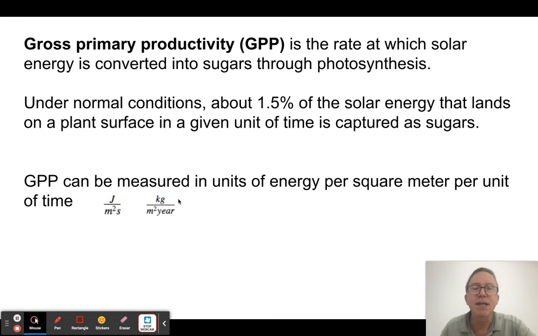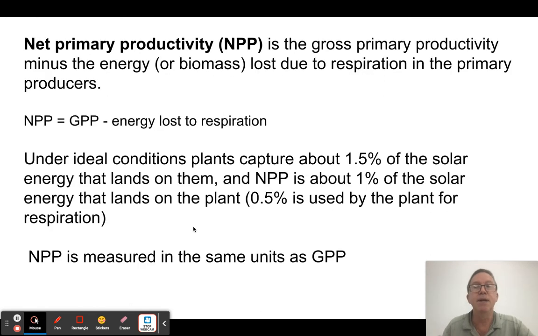That's why kilograms per square meter per year is a way we have of measuring productivity, whether it's gross productivity or net primary productivity. So the formula for net primary productivity, which you do need to know, is that the net is equal to the gross minus how much energy got lost, or if we want, how much biomass got lost through respiration.